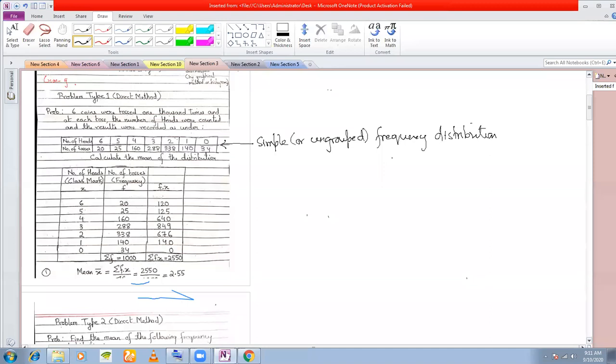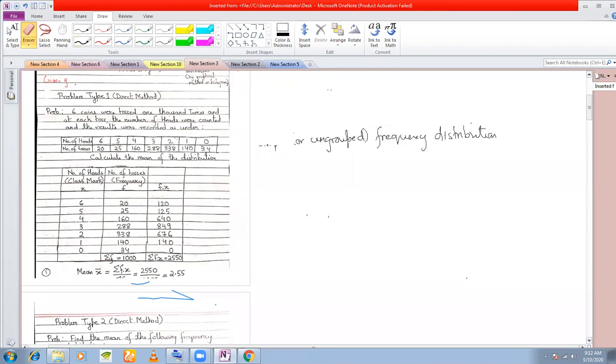Okay, simple or ungrouped frequency distribution. This is called a simple or an ungrouped frequency distribution, because there are no class intervals. Now, how to find out the mean of a simple or ungrouped frequency distribution? This is the way you do.